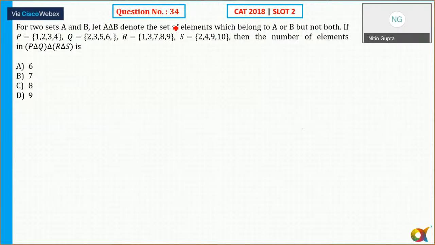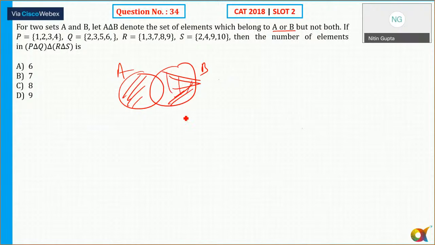For two sets, let A triangle B denote the elements which belong to A or B, but not both. So if this is set A and this is set B, which belongs to A or B but not both, I need to find out this region. I do not have to take the common part.